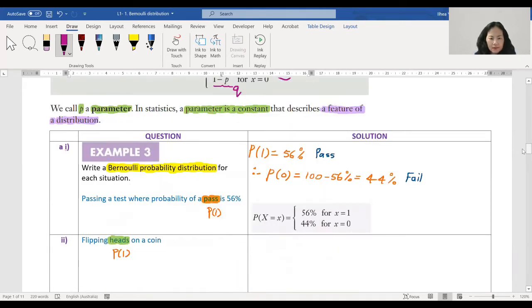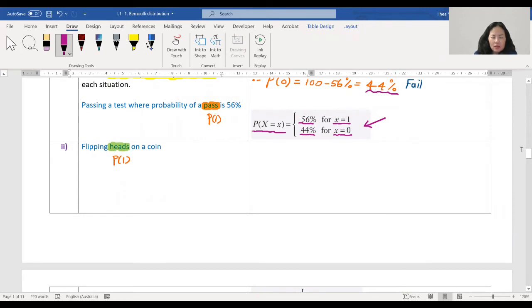Passing a test where the probability of a pass is 56%. Pass is the success, and we can write it as P of 1. Therefore, your fail, P of 0, is 44%. And then if we write it in terms of a Bernoulli probability distribution, that's what you're going to get. So that's the success when x equals 1, and that 44% is the fail when x equals 0.